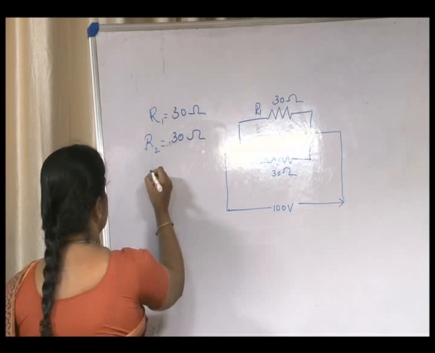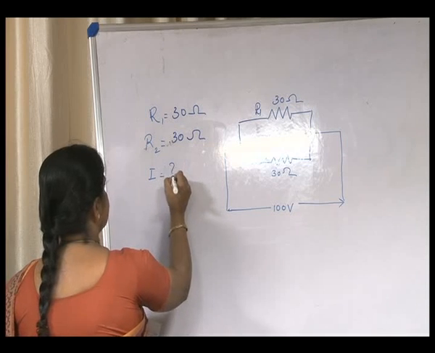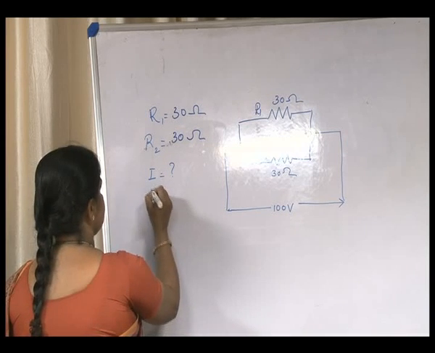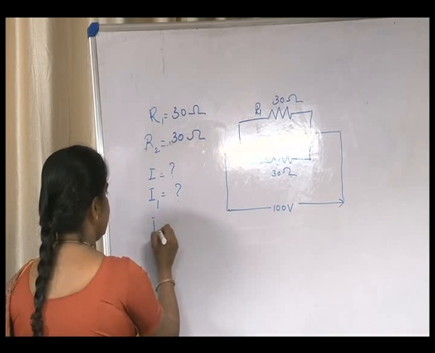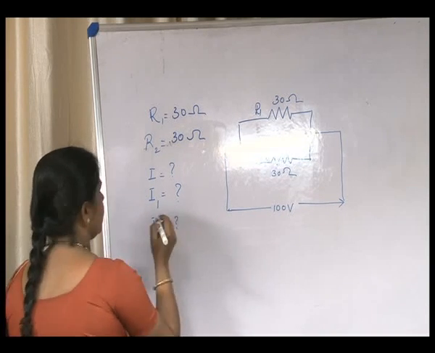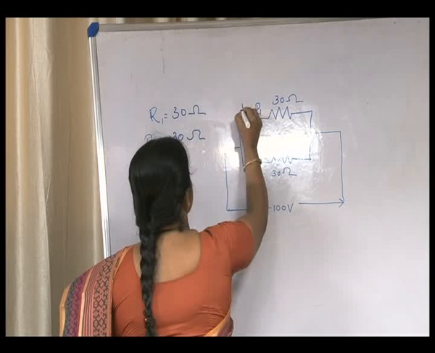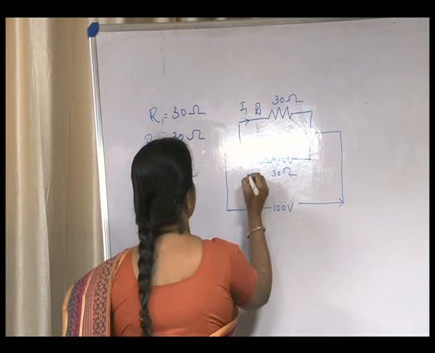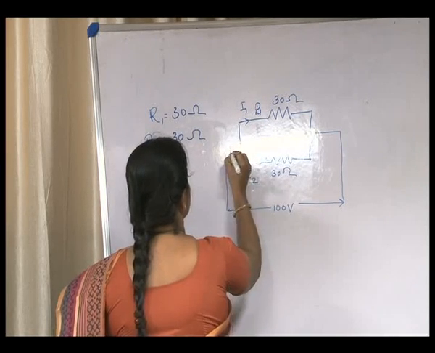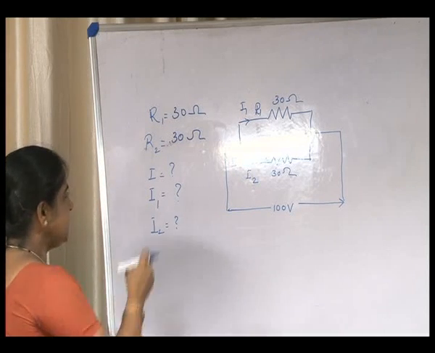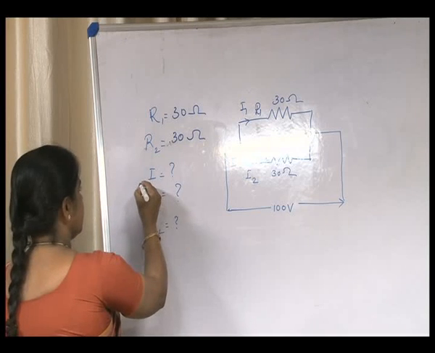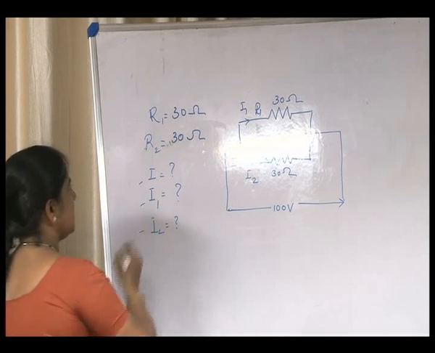We have to find out the total current in the circuit and the branch currents, that is the current flowing through resistance R1 and the current flowing through resistance R2. Let this be the current I1, this be the current I2, and this is the total current in the circuit. With this circuit, let us try to find out I1 as well as I2.